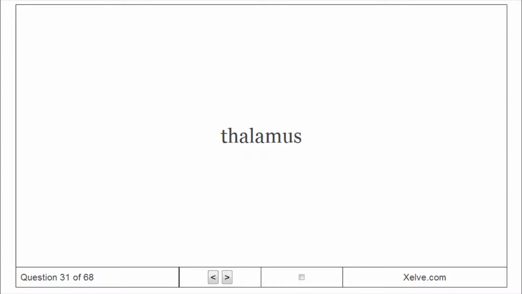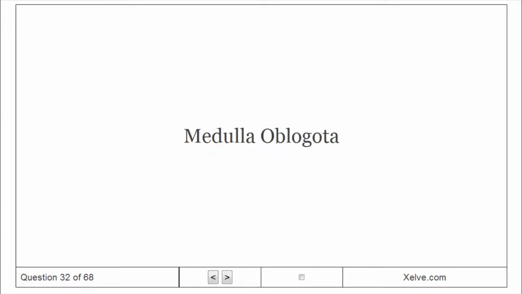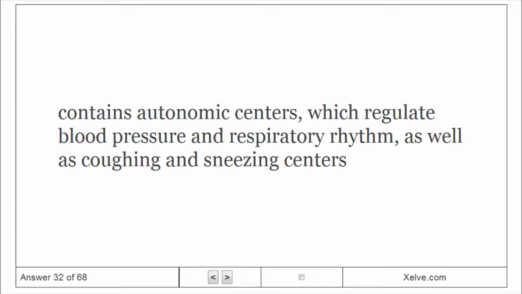Thalamus. Important relay station for afferent fibers traveling to the sensory cortex for interpretation. Encloses the third ventricle. Medulla oblongata. Contains autonomic centers which regulate blood pressure and respiratory rhythm, as well as coughing and sneezing centers.